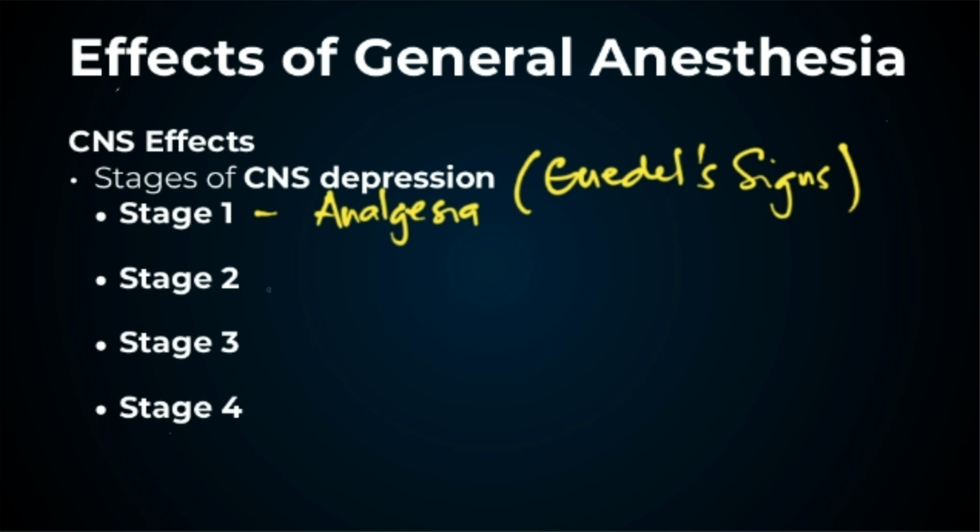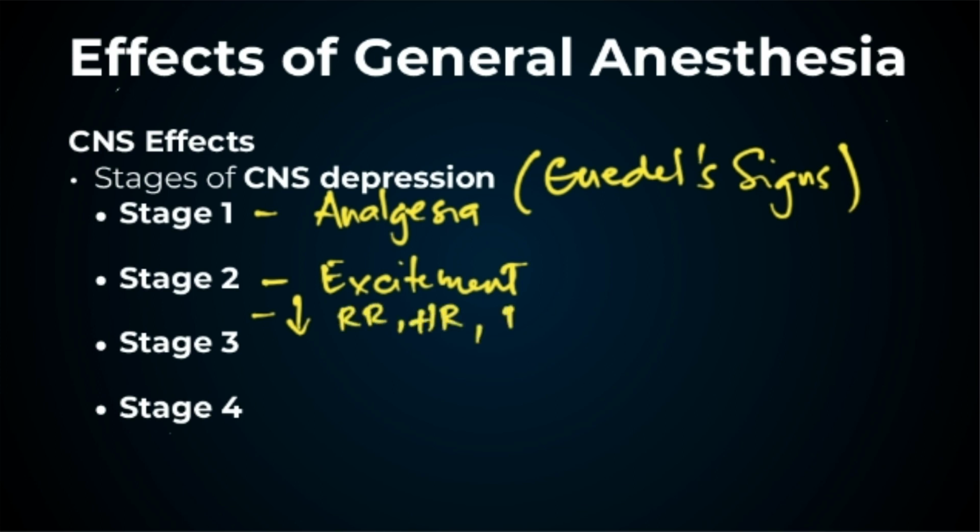In stage 2, also known as the stage of excitement, but this is a different kind of excitement. The patient appears delirious and may vocalize, but the patient is completely amnesic and will not remember anything. It's just like someone who is drunk. Also in stage 2, you will notice a decrease in the vital signs of the patient. The RR will decrease, the heart rate will decrease, and the blood pressure will also decrease. The duration and severity of stage 2 is shortened by rapidly increasing the concentration of the agent.